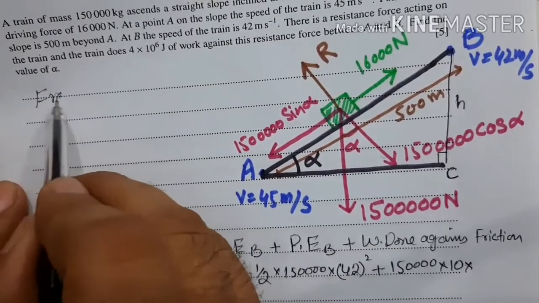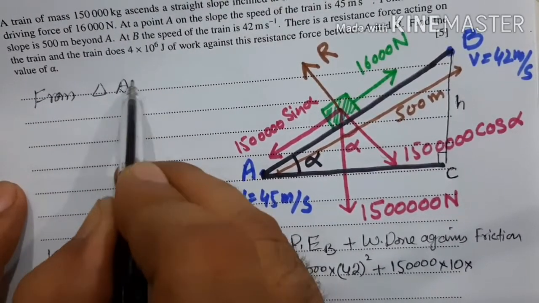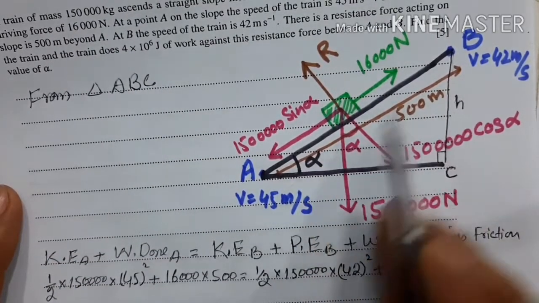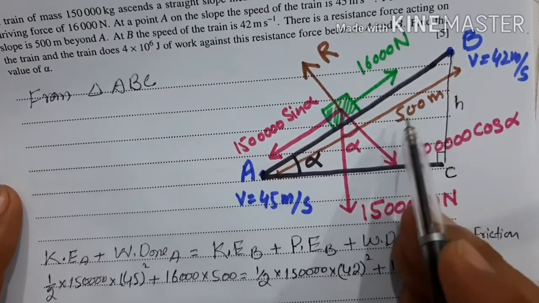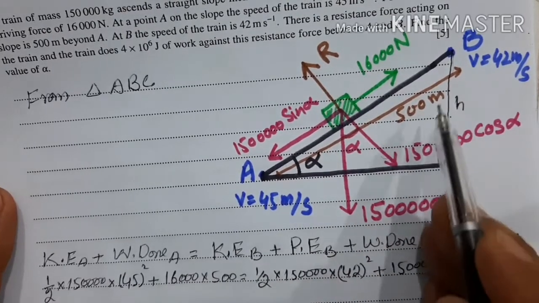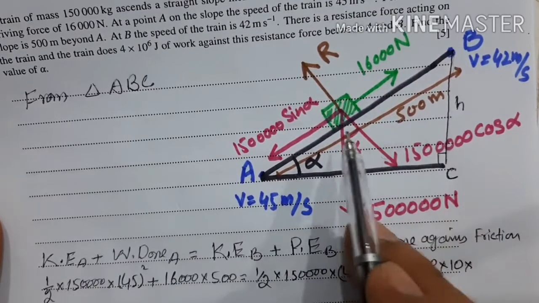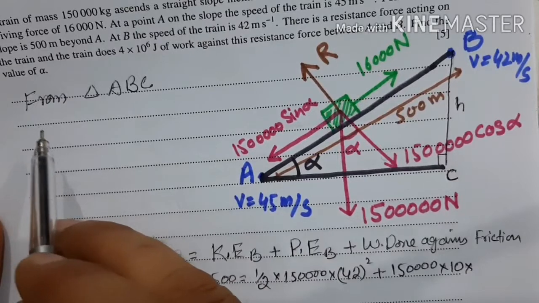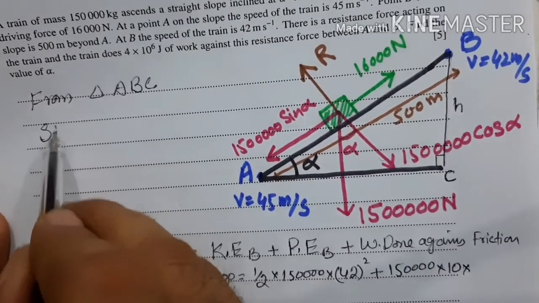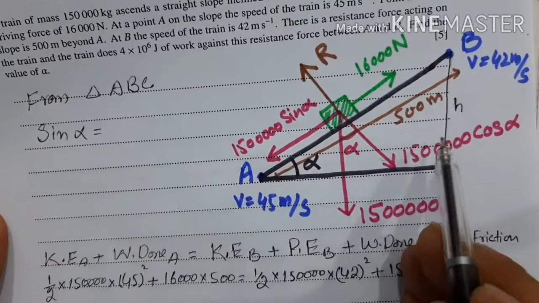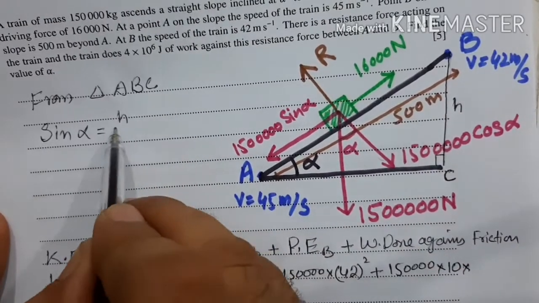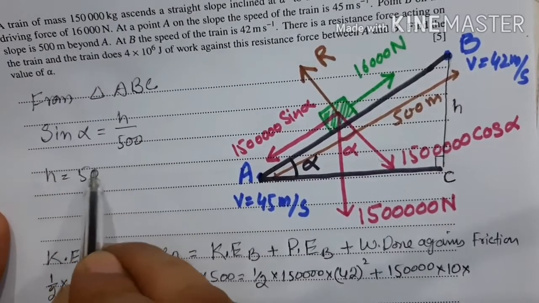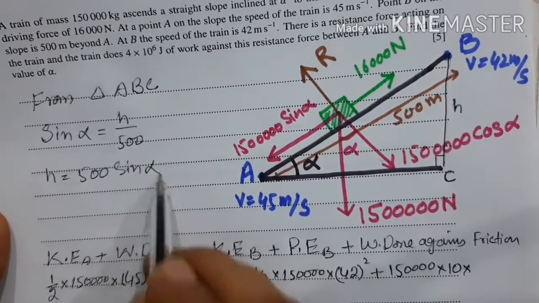From triangle ABC, we know this is the perpendicular and this is the hypotenuse, and the 500 is the hypotenuse, so we can relate them by the sine. So we know that sine alpha is perpendicular over hypotenuse, so it means h over 500. So h will be 500 sine alpha.